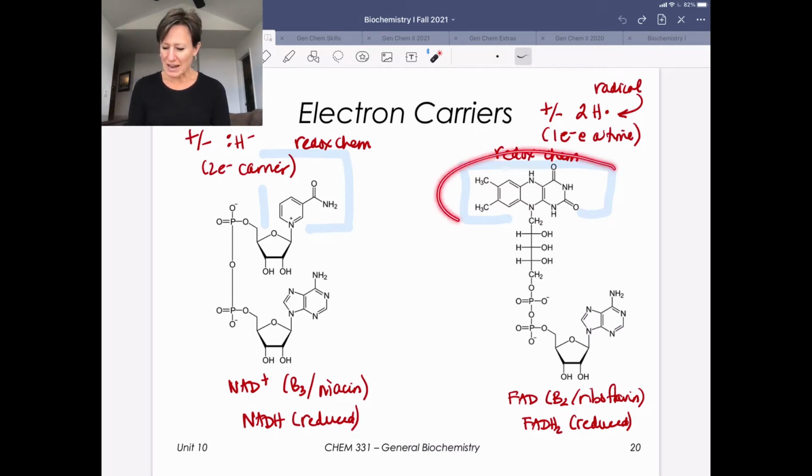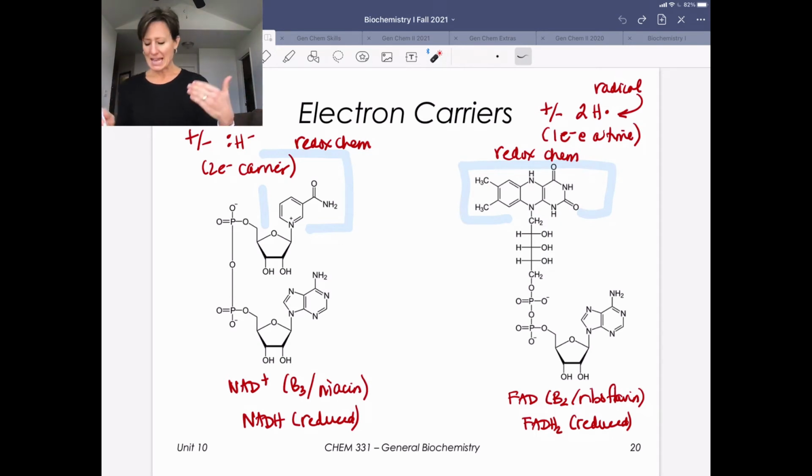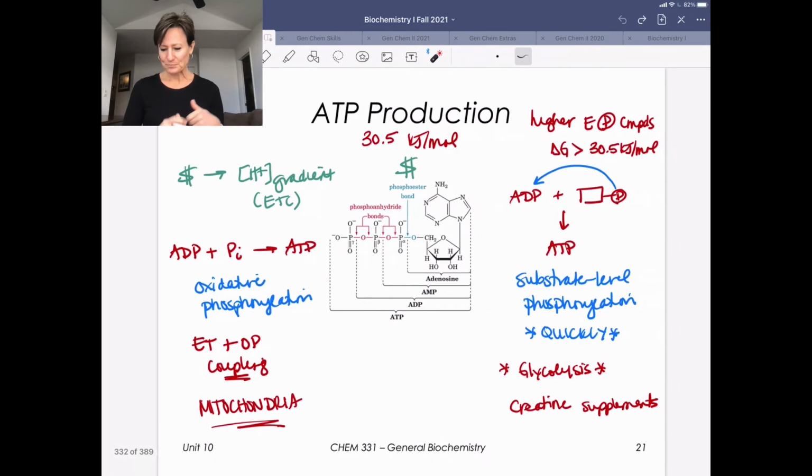So again, here's the redox active portion of FADH2. And so this is, again, vitamin B2, riboflavin. You do not need to know structures of these, but I do want you to know the B vitamins that they're derived from and how they transfer electrons.